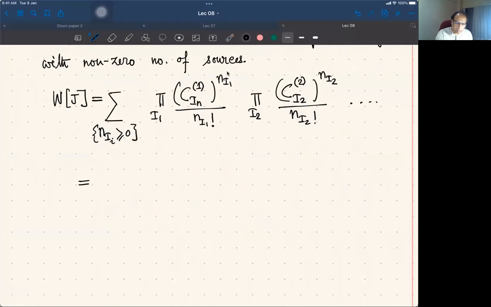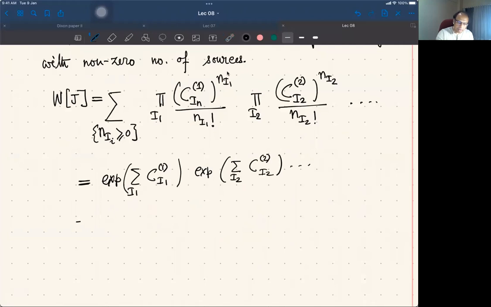But then if you accept this, if you have agreed with this expression, then all these individual summations can go through by the same logic as the previous slide, go through the products, and it will become the product of exponentials. So exponential sum over i1 C1 i1, then exponential sum over i2 C2 i2, and so on, which basically says that it is exponential of sum over n greater than or equal to 1, sum over i, Cni.